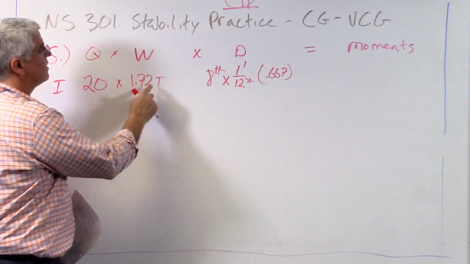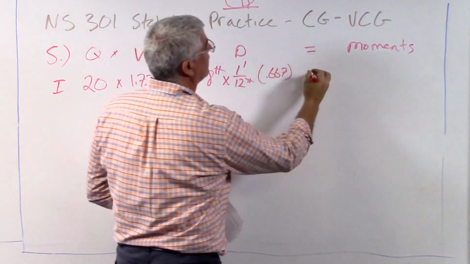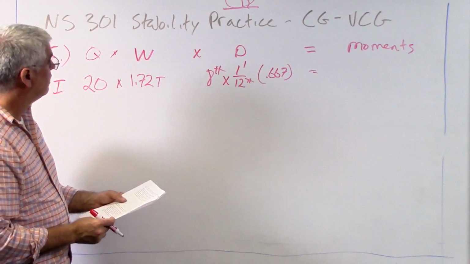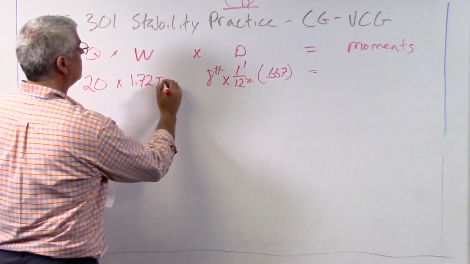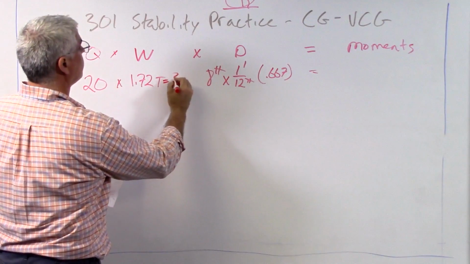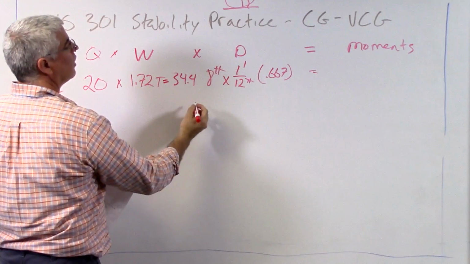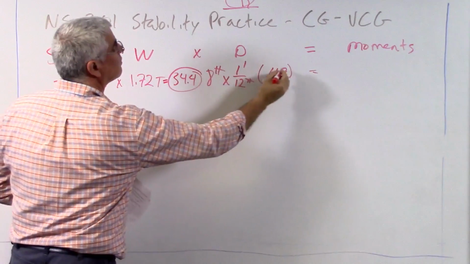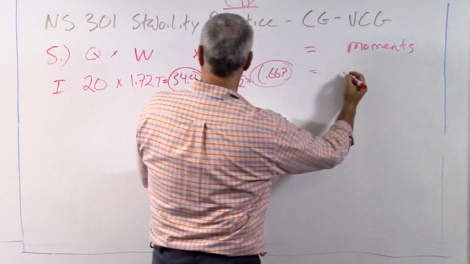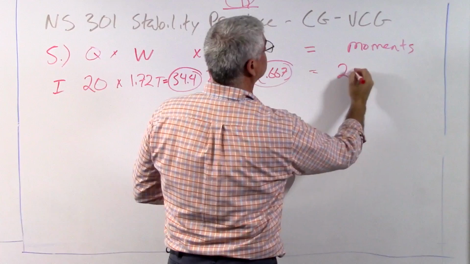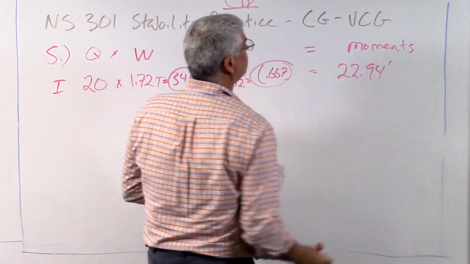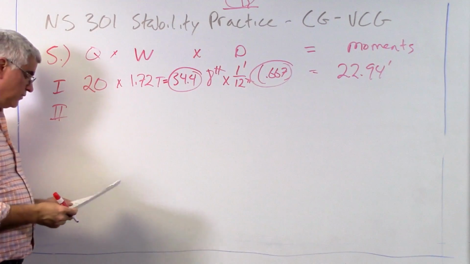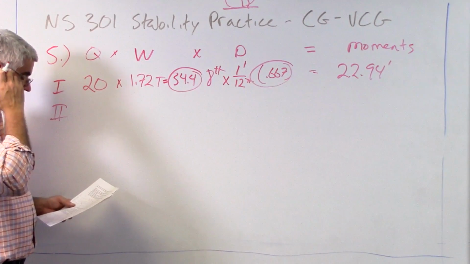So now I can take 20 times 1.72 times 0.667, and that's going to give me my overall moments, which should end up being, this weight should be 34.4, all right? 34.4 times 0.67 is going to equal 22.94 feet, okay? Cool. Now let's do the second deck cargo.